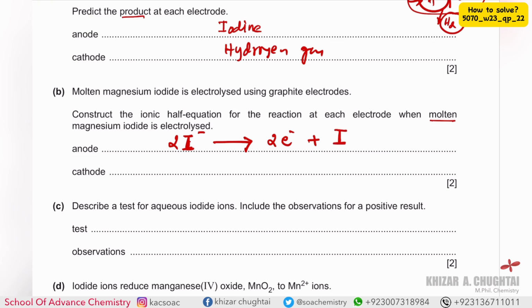And here it is. Now come towards the cathode. These electrons will move towards the cathode and will be captured by the positive ion, magnesium 2 positive ion, making magnesium. Iodine is a solid and magnesium is a solid, but there is no need to write the state symbols as they are not asking about state symbols.